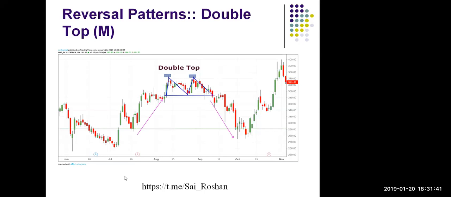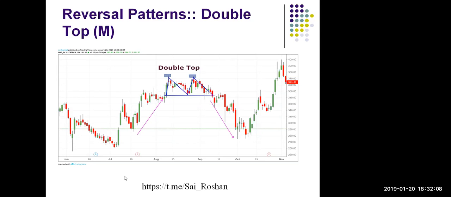So once it breaks down the support, it falls like anything, and the target would be the height of the double top from the neckline. So you can measure it somewhere around 345 to 375, 372 maybe. So 30 points, I guess. So it should give you 30 points, but it gave you much more. You can see that it broke. It gave you much more.